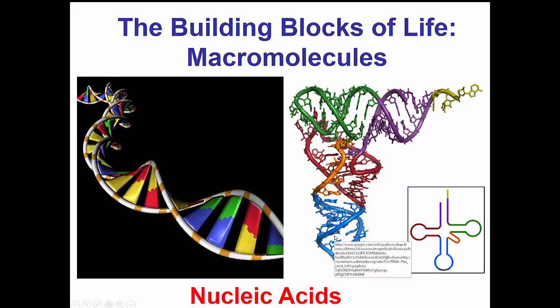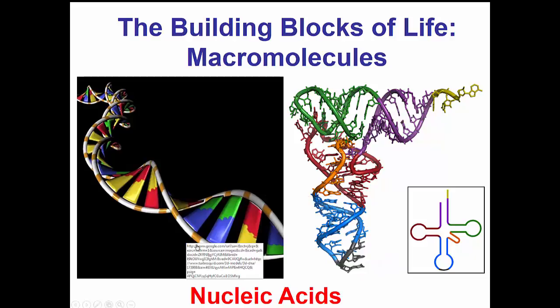So our next major type of macromolecule are the nucleic acids, and these you're probably really familiar with. These include DNA here, our double helix, as well as RNA. Here we have a transfer RNA. And these are basically the molecules that store and transfer genetic information. So DNA stores the genetic information, whereas RNA transfers it.